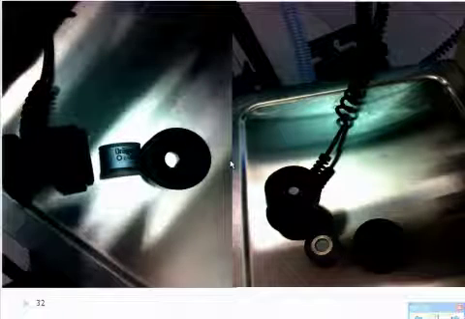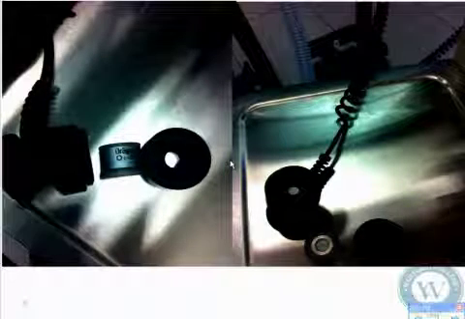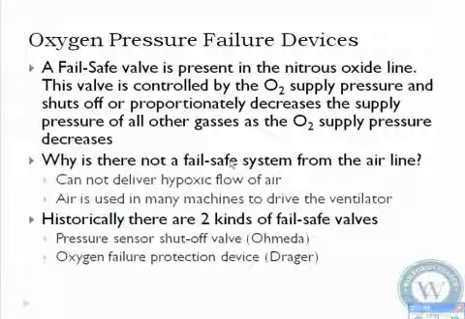So once it hits 30%, this thing right here is going to start squealing. And it's going to send a signal, less than 30%, the machine's going to go off. Okay? We've already talked about the fail-safe valve, but that fail-safe valve is the one that allows nitrous to flow based upon pressure. If it's less than 30, then it's not going to allow any nitrous to flow out internally. All right, so you can't deliver a hypoxic flow.